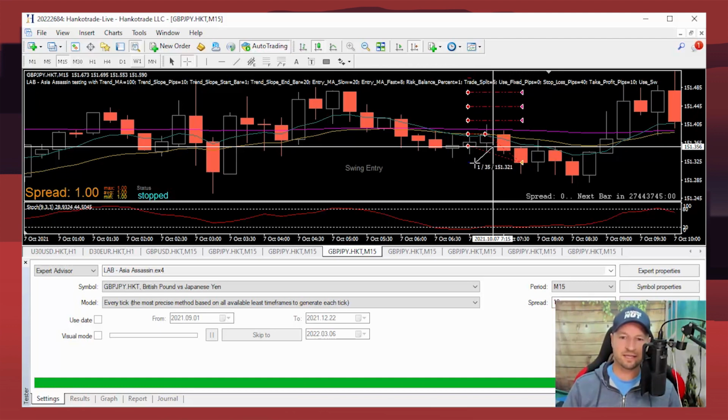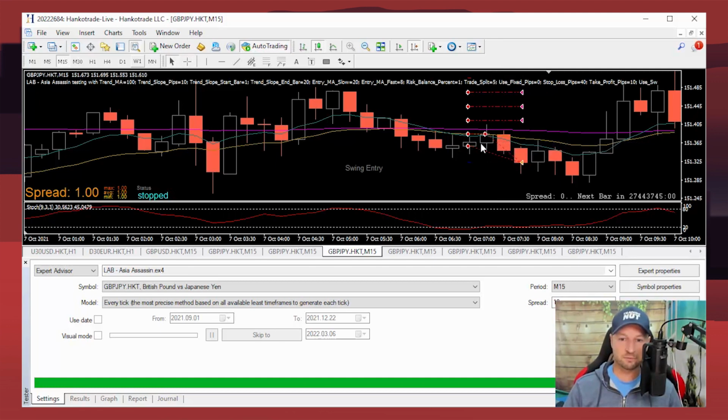So we're going to get ourselves out pretty quickly on this trade, and you see here we got triggered in with a couple of positions, and we got taken out. So that's the swing entry technique. Slightly different from the fixed take profit stop loss.